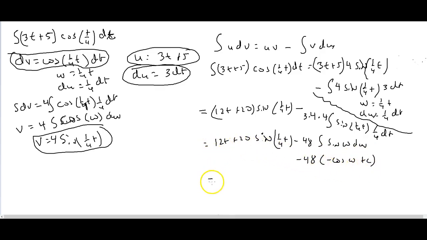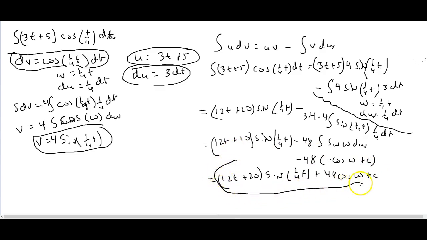And then my final answer is going to look something horrific like 12t plus 20, parentheses should have been on it up here as well, by the way, sine of 1/4 t plus 48 cosine w. Now you have this negative 48 times c, but as we know, c is any number, so it's still just a plus c, and I don't have to worry about that at all. And here's my lovely expression at the very end, and what my final answer for the integration by parts is.